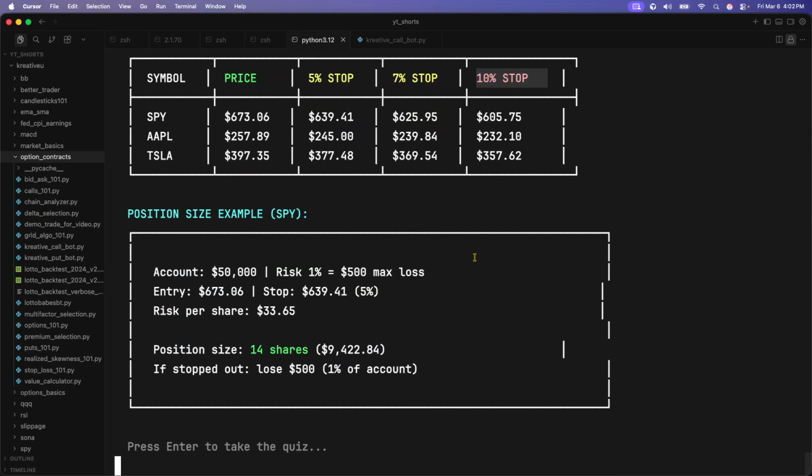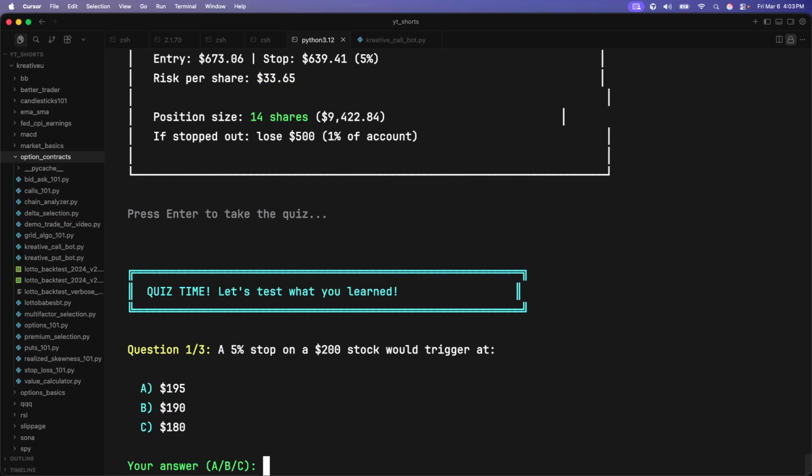So position sizing example would be the account size. Risk 1%. Max loss is $500. Entry is at 638. Stop loss is the 5%. Risk per share is $33.65. The position size is 14 shares. Stop out if we lose $500, 1% of the account. So a 5% stop on a $200 stock would trigger. So 1% is two. All right, quick math.